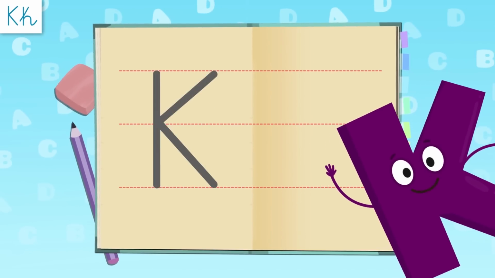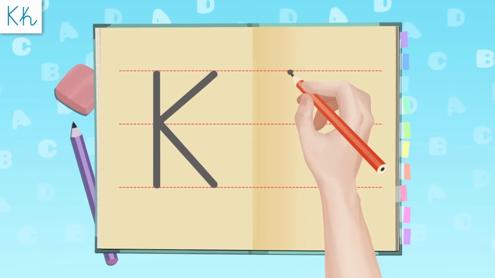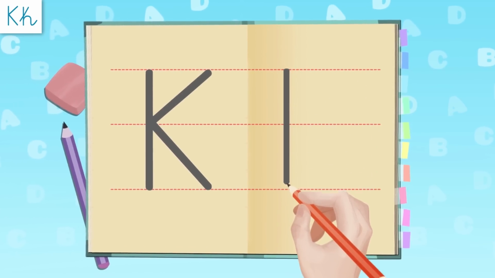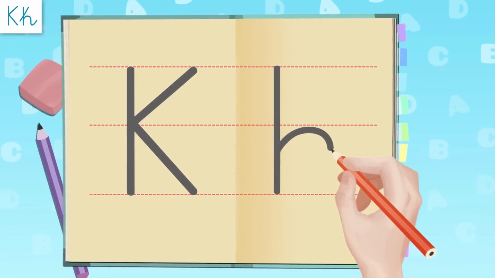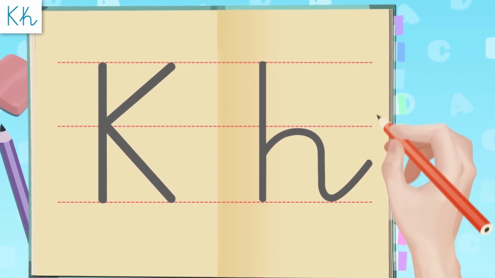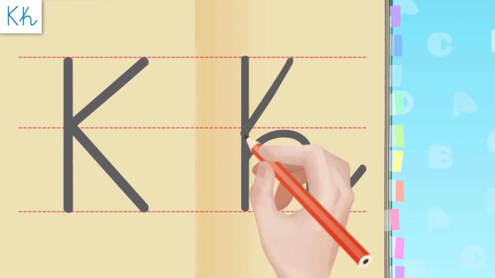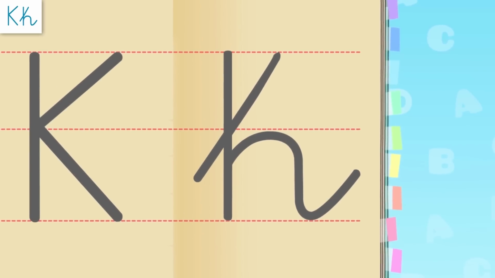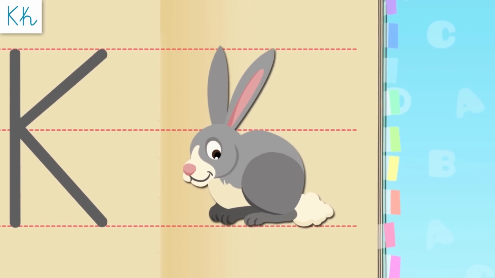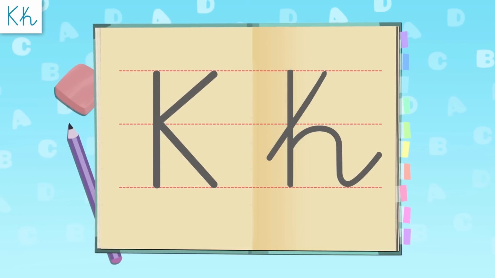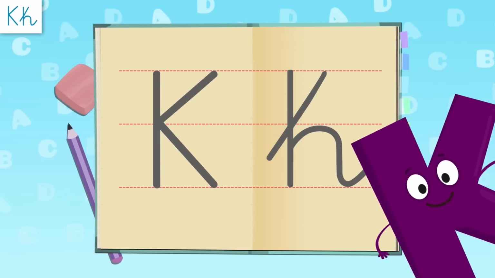Let's try the lower caps. We'll start here and go down. Now we go up and turn to the right like that. Good! Last thing we've got to do is draw a line that goes through here and we're done! Now I look like a rabbit! Try it at home with pen and paper. It's super easy!